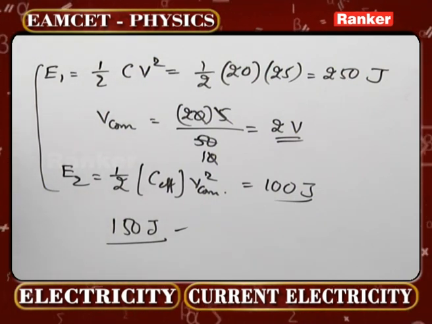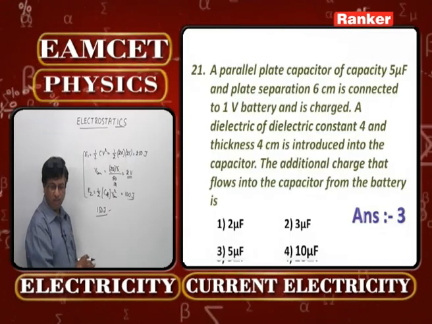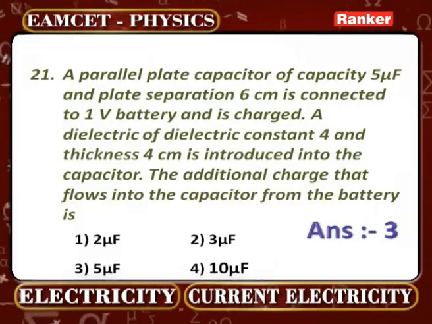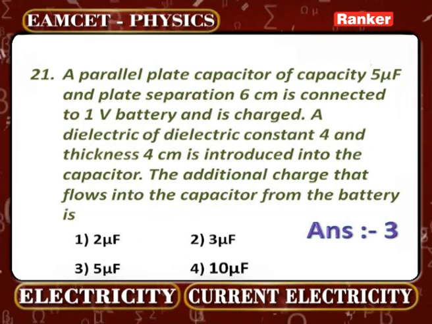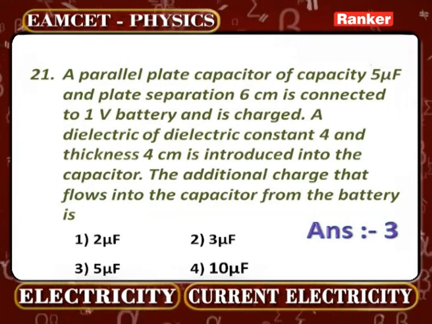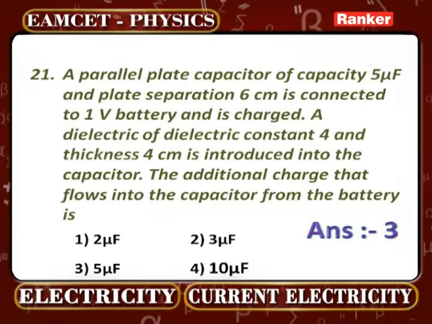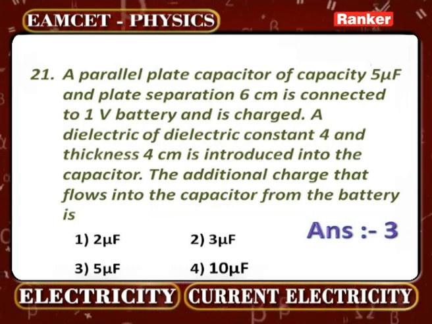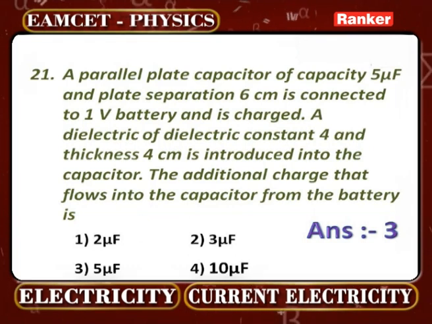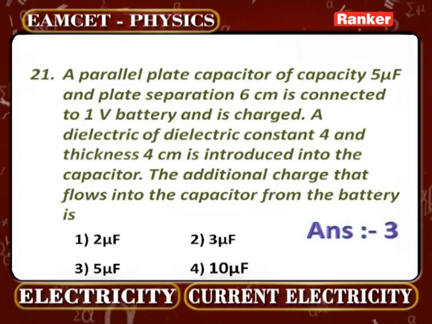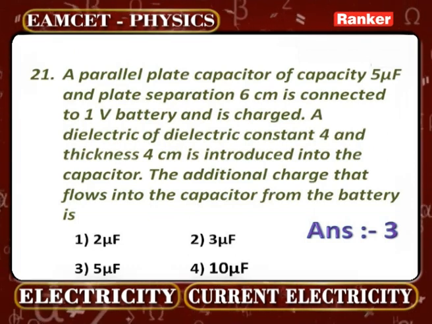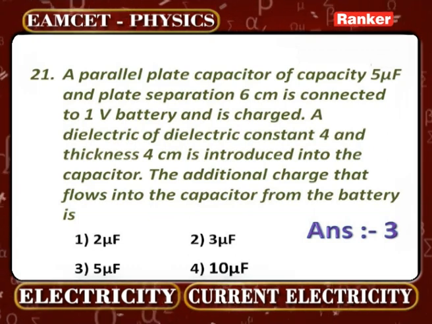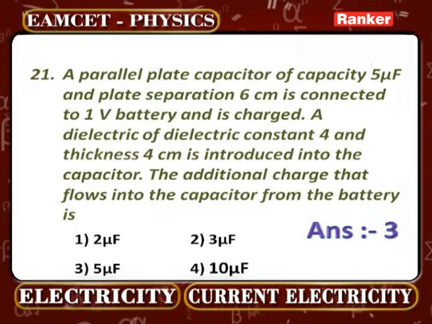Look at the next one, that is problem number 21. A parallel plate capacitor of capacity 5 microfarad and plate separation 6 centimeter is connected to a 1 volt battery and is charged. A dielectric of dielectric constant 4 and thickness 4 centimeter is introduced into the capacitor. The additional charge that flows into the capacitor from the battery is going to be how much?